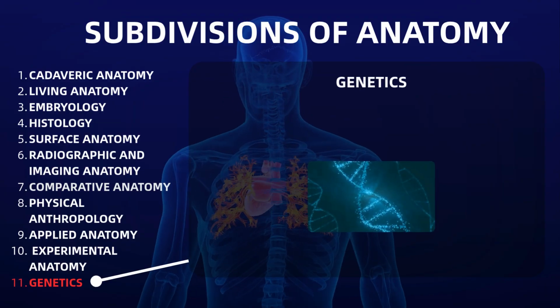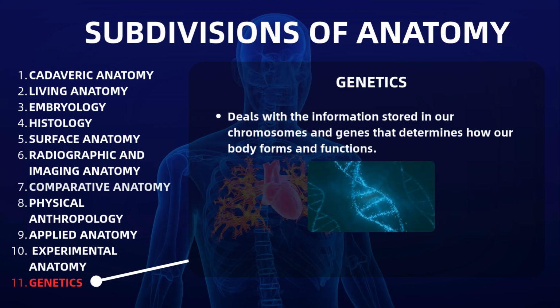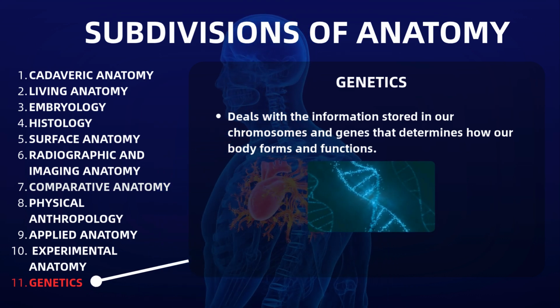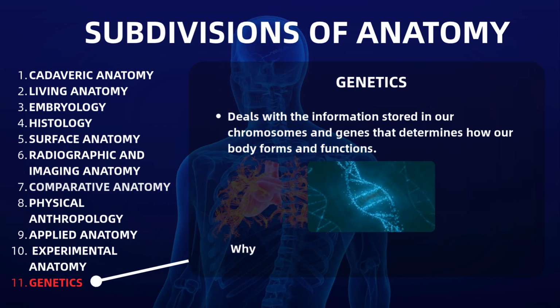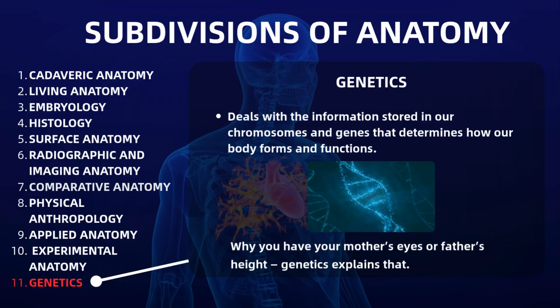This deals with the information stored in our chromosomes and genes that determines how our body forms and functions. Example, when you have your mother's eyes or father's height, genetics explains that.